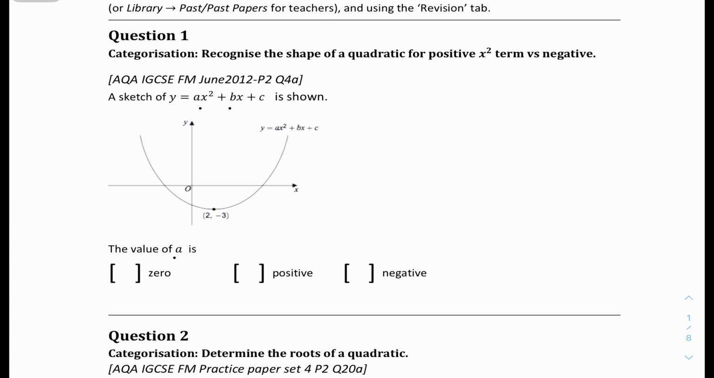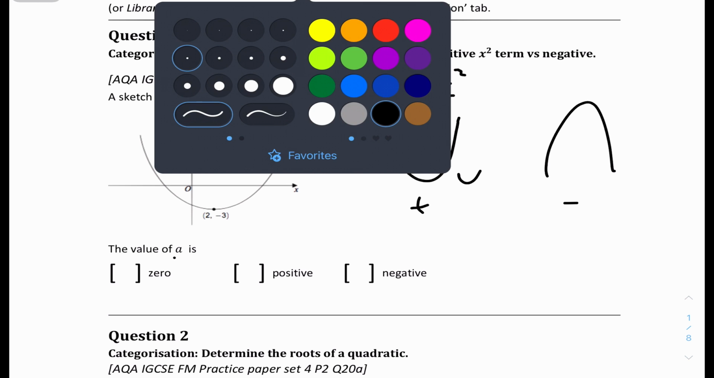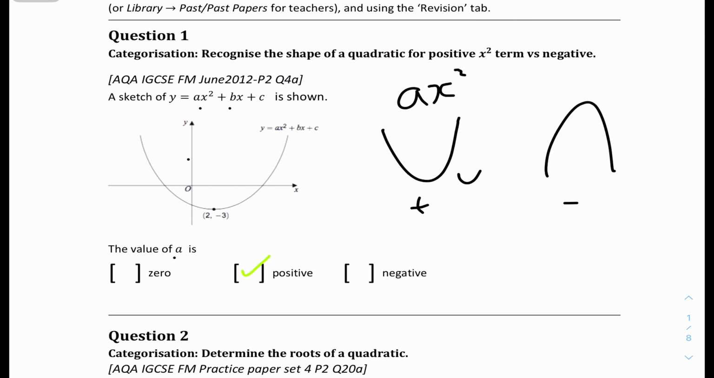So we can just see that the coefficient a is attached to x squared, right here. And we know that the shape of x squared is really important. If it's a positive x squared, it'll be like a smiley face. And if it's a negative x squared graph, it'll be like a sad shape, like this. And we can look at the shape of the graph. It's a positive shape because it's a U shape. So it means that a must be positive. So the value of a is positive.